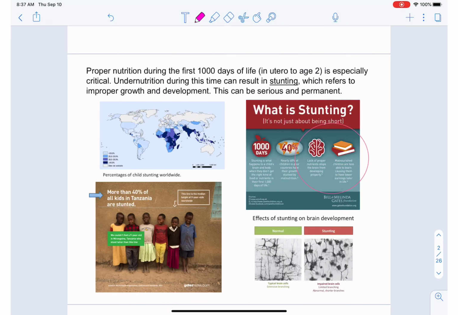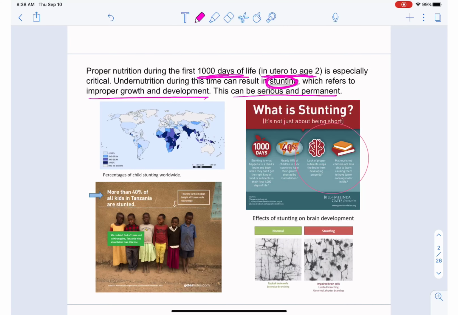Now, out of all the times to receive proper nutrition, it's especially critical during the first 1,000 days of life. And this includes the time in utero. So about 270 days in utero through a little past age 2. This is especially critical time because if you have undernutrition during this time, then it can result in what's called stunting. And stunting refers to improper growth and development, both physical and mental development. And this can be both serious and permanent.